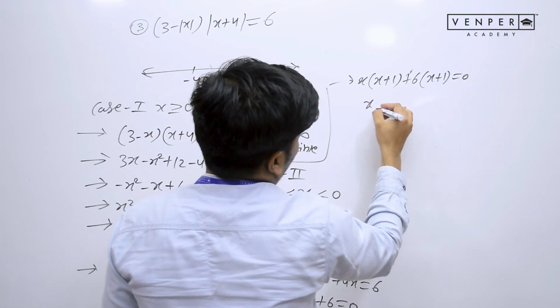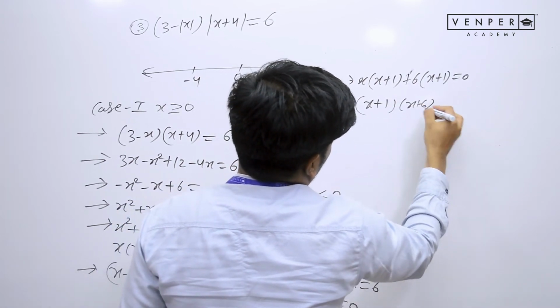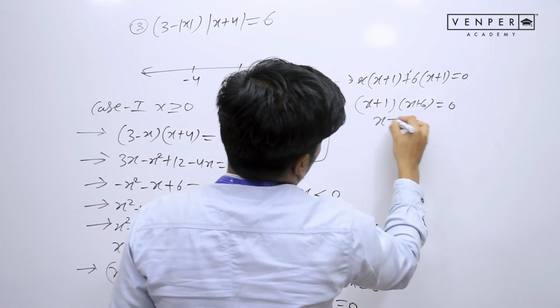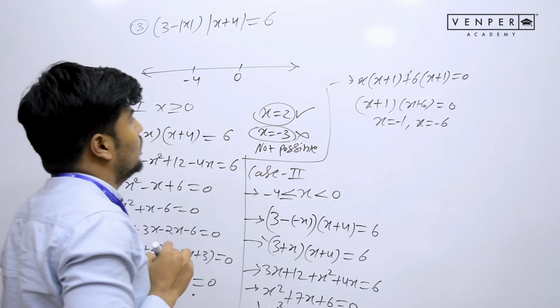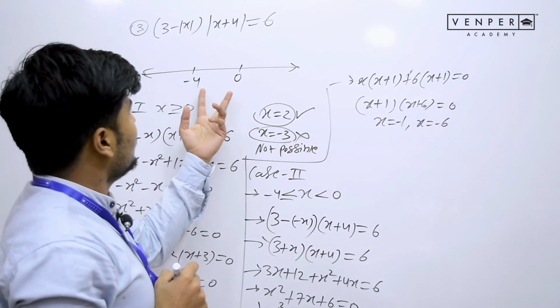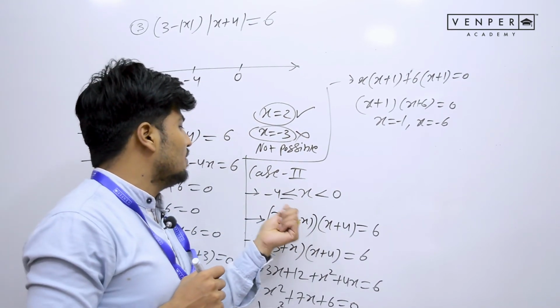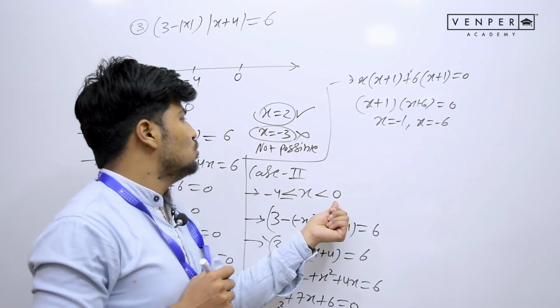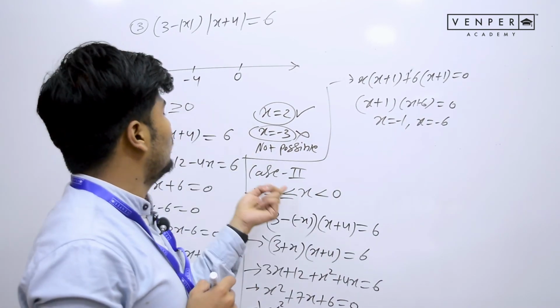So the factors I am getting are x + 1 and x + 6 equal to 0. So the values of x will be -1 or -6. These are the two values I am getting. Which values lie in this range? We have already taken the assumption that x is greater than or equal to -4 and less than 0. So which value among these lies in the range you have already taken?